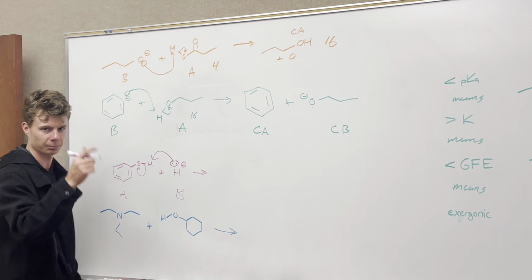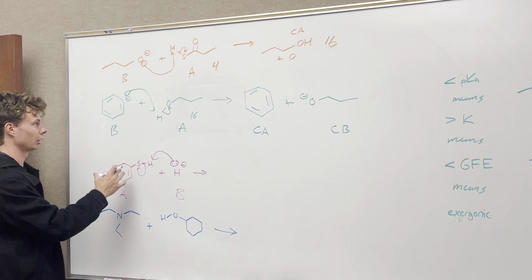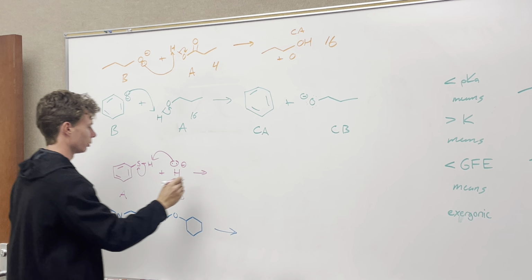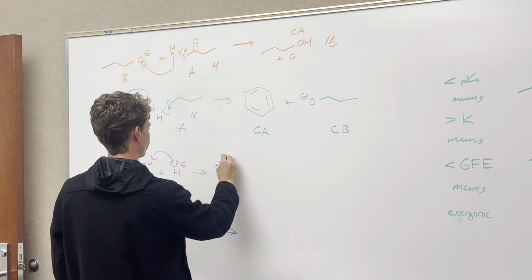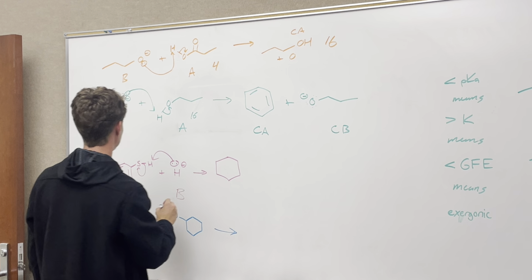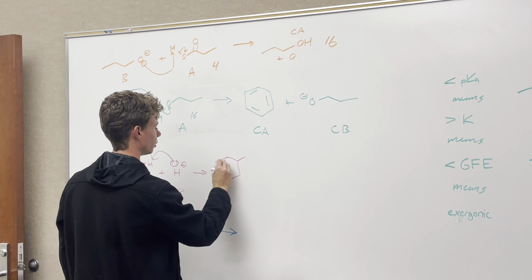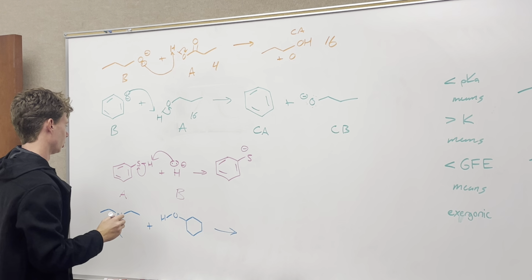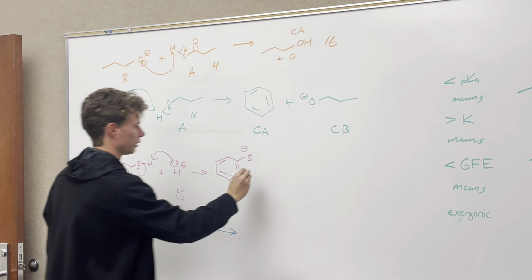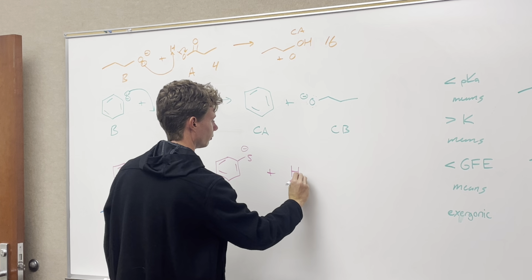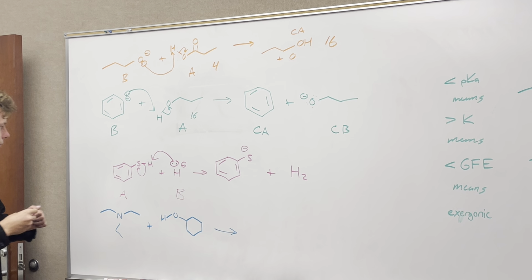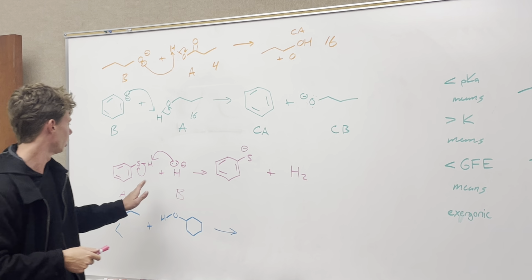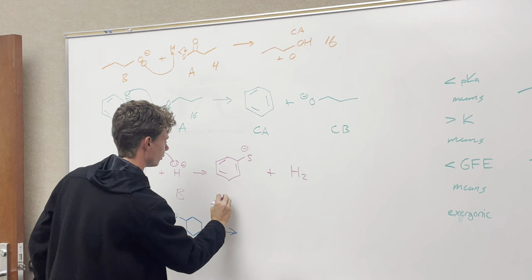Remember, sulfur is in the same column as oxygen, so it's following a lot of these examples. And we're having a negative charge on our sulfur, which is not too bad. And hydrogen gas. Okay. Acid's going to turn into conjugate base.